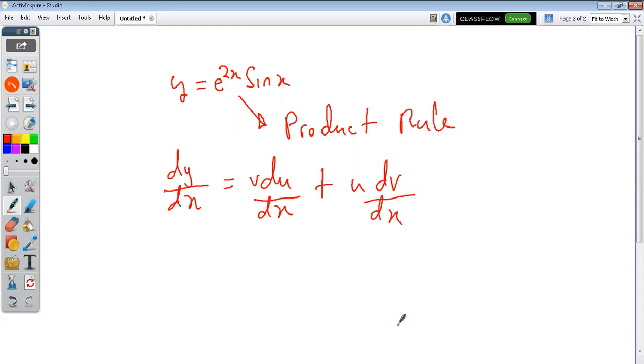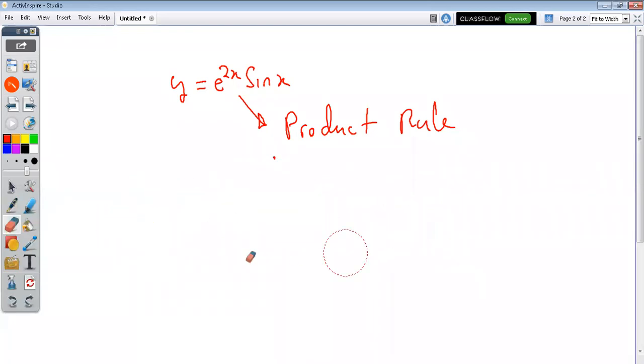Is that making sense? You don't have to memorize this or even look at your booklet, because I'll show you what's simply happening.